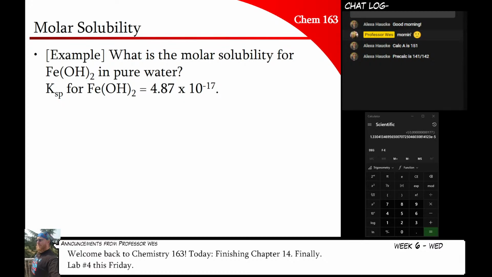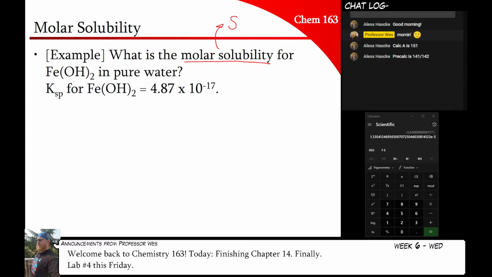Hi everybody, we're back. So on the screen here, I have iron 2 hydroxide, and what I want you to do is first write the reaction for its dissociation, and then calculate the molar solubility S. So I'm going to refer to it as molar solubility, but always just remember whenever I say this, that you're looking for S. So I want you to solve for S. Tell me what S is for iron 2 hydroxide. If this is its KSP, 4.87 times 10 to the minus 17.